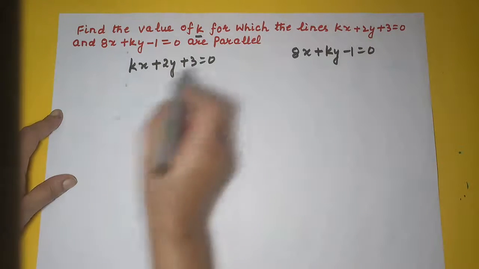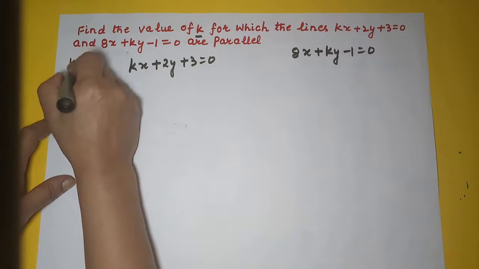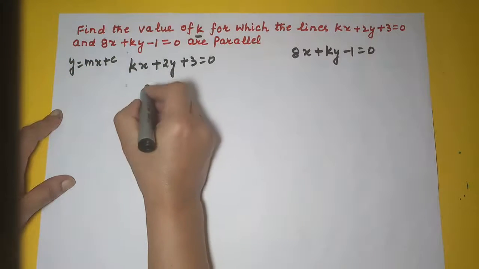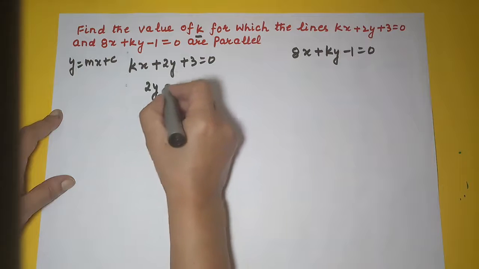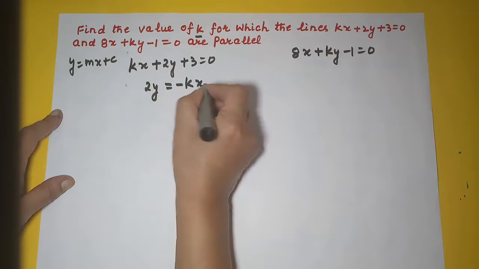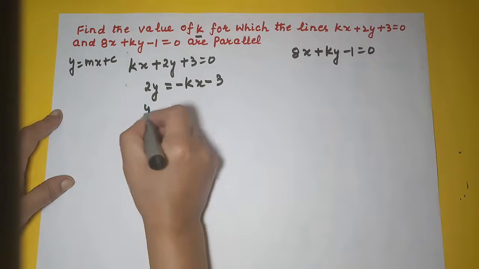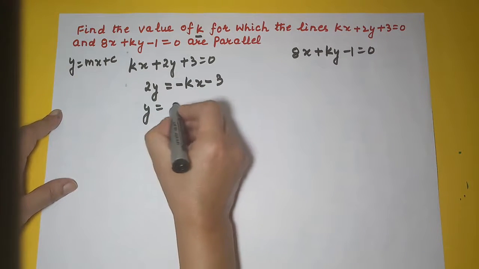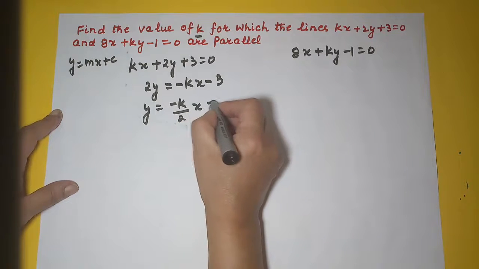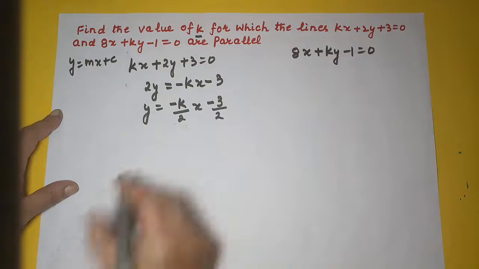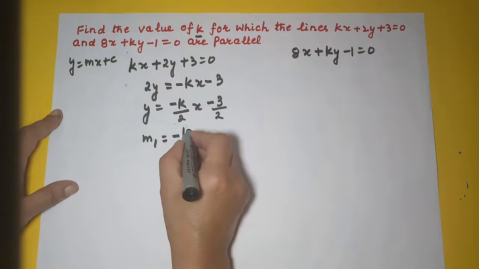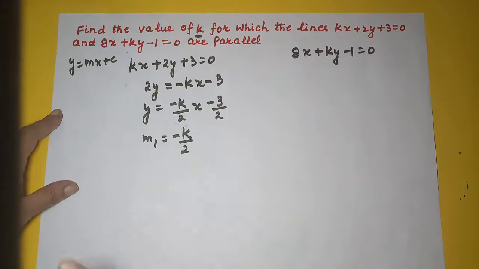So let's convert these into the standard form. What is the standard form? y equal to mx plus c. So that means we have to make y as the subject of this equation. 2y is equal to minus kx minus 3. So my y is equal to minus k upon 2 into x minus 3 upon 2. Right? So what is the slope m1 here? Coefficient of x, which is minus k by 2. Right? Let me leave it there.